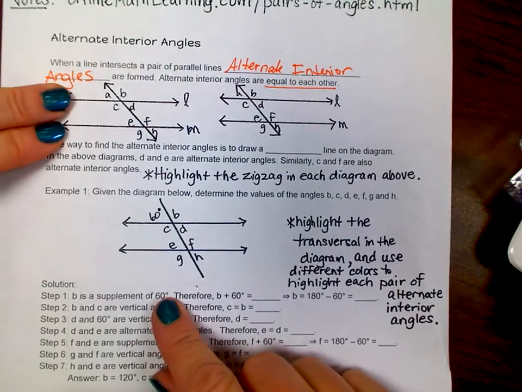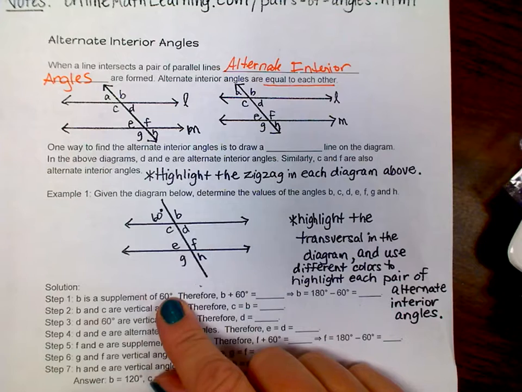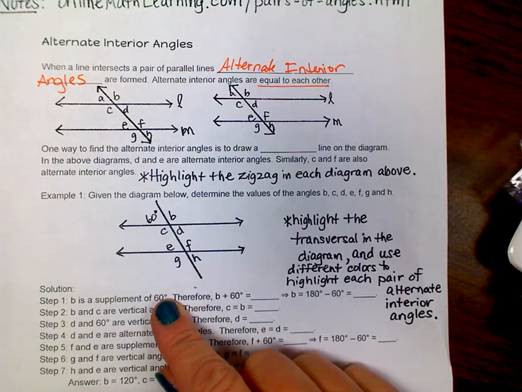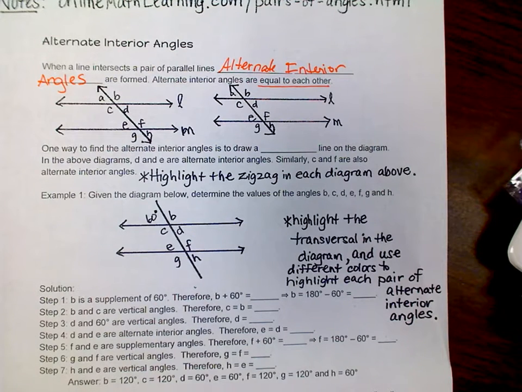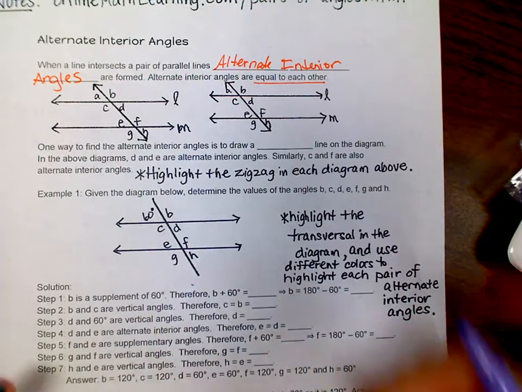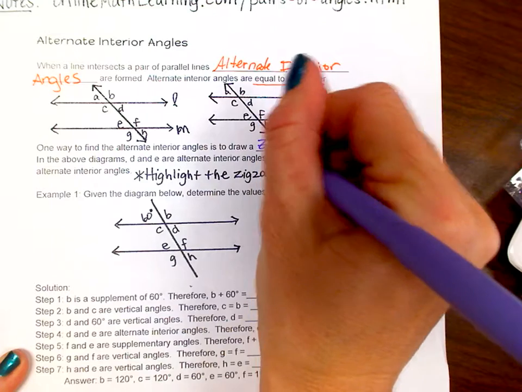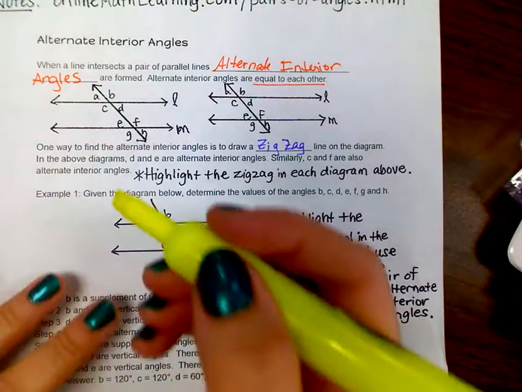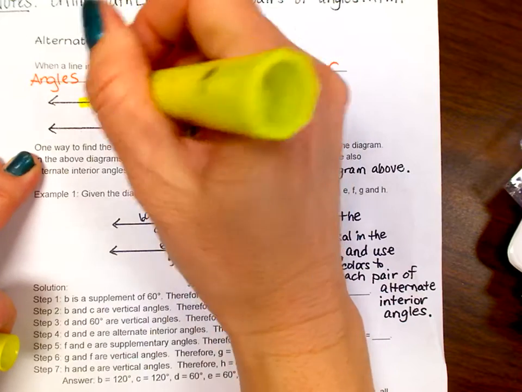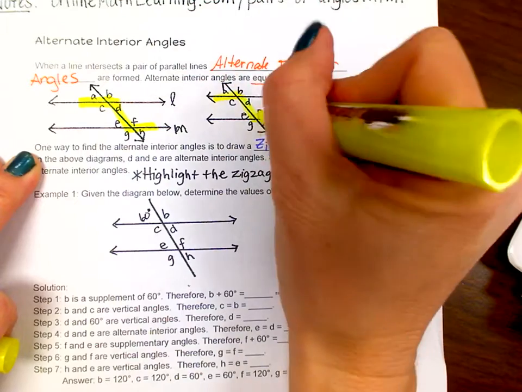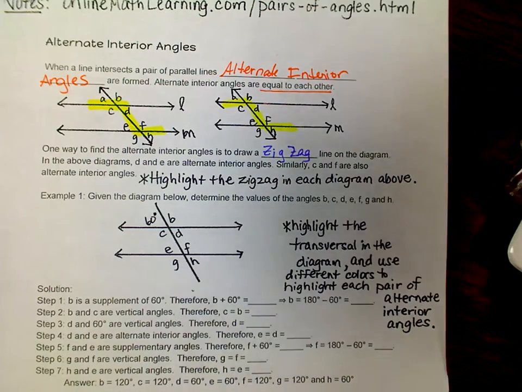So we have two parallel lines with a transversal cutting through them. The lines have to be parallel for all of this to work, and the transversal cuts through. One way to find the alternate interior angles is to draw a zigzag line on the diagram. So if you take your highlighter and you highlight your zigzag, okay, there's your zigzag.